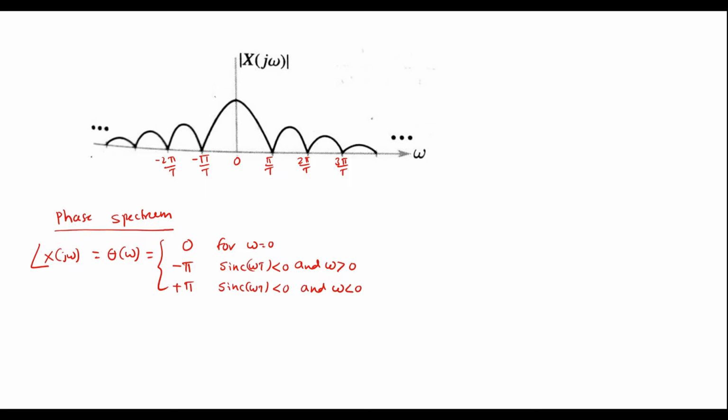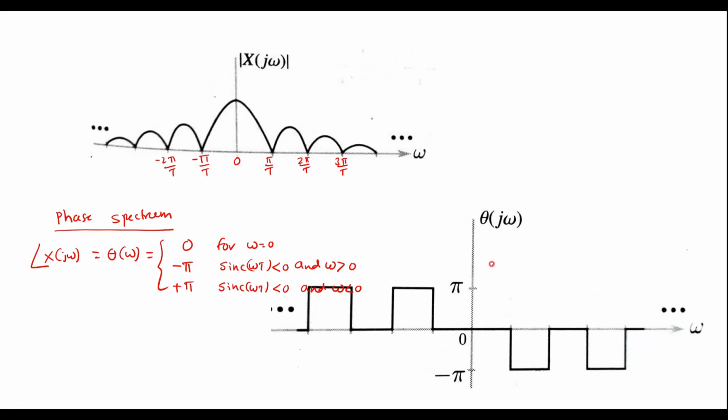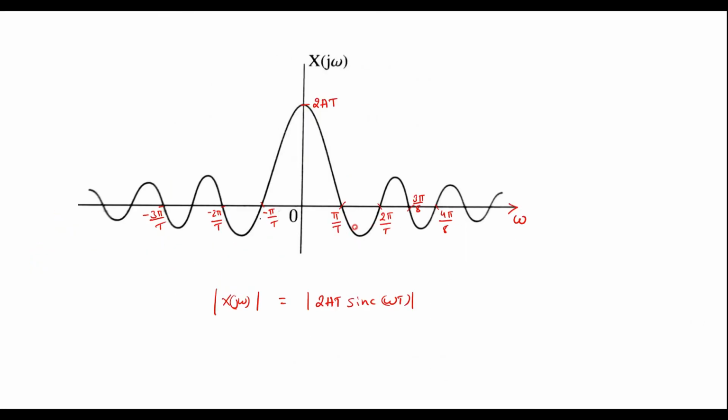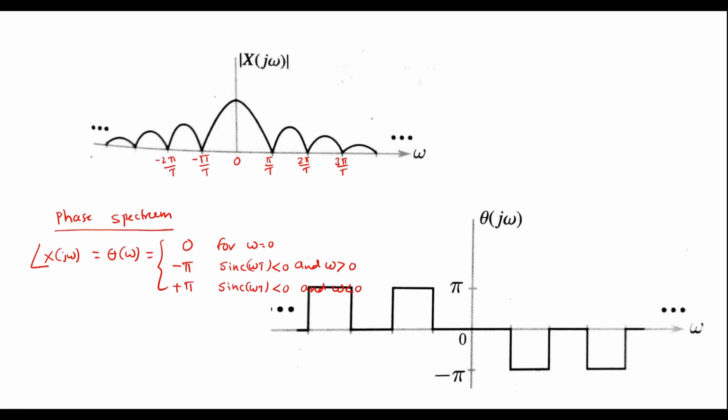The phase spectrum looks like this. Here we can see the phase spectrum, that is theta of ω, is 0 for ω equal to 0. Its value is minus π when sinc(ωT) is less than 0. Here it is less than 0, for the portion π/T to 2π/T. So this is the phase spectrum.